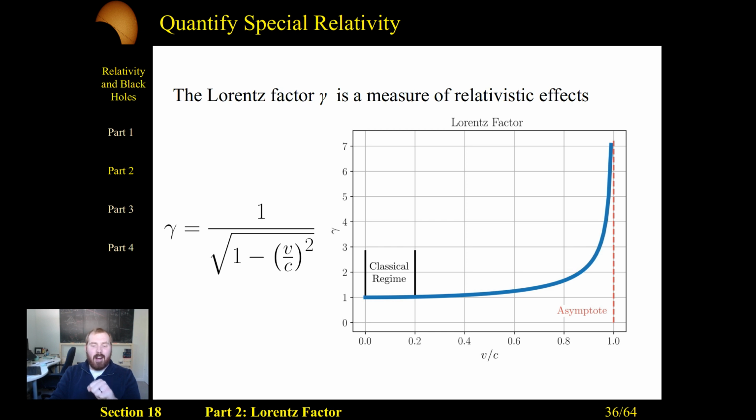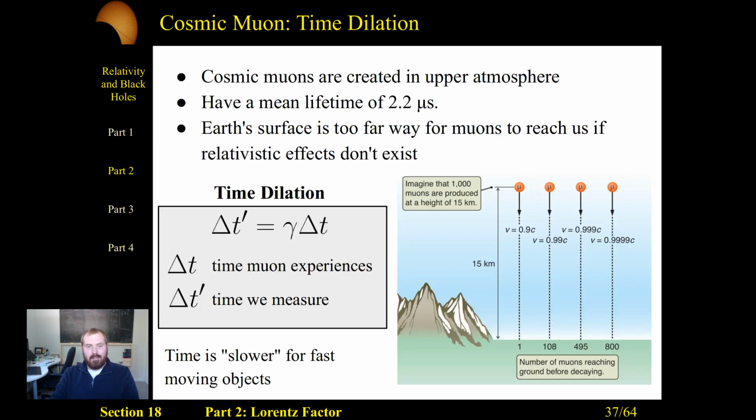Let's bring back that cosmic muon. Remember what we said, these cosmic muons are created in Earth's upper atmosphere. And they'll have a lifetime of about 2 microseconds. And I said Earth's surface is just too far away. Light takes tens of microseconds to travel that far. And so to explain this, we have to formally define what we mean by time dilation. We have delta t prime equals gamma, the Lorentz factor, times delta t.